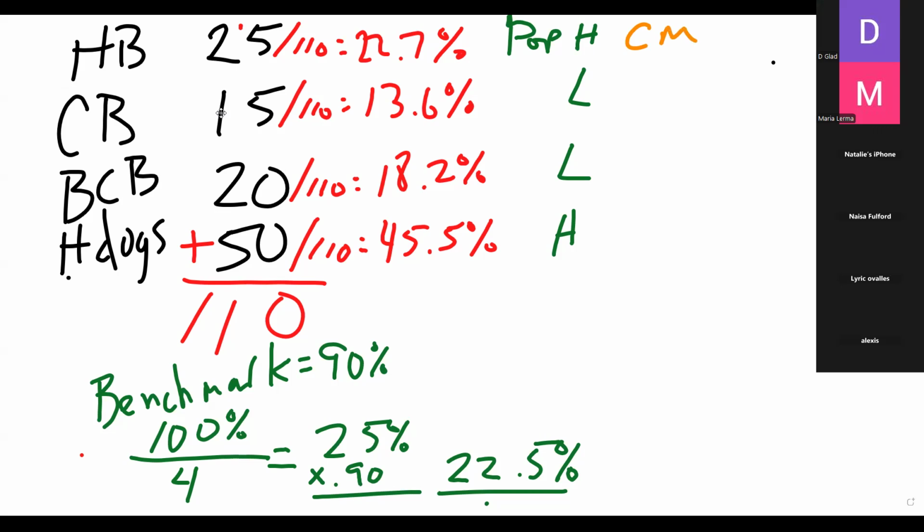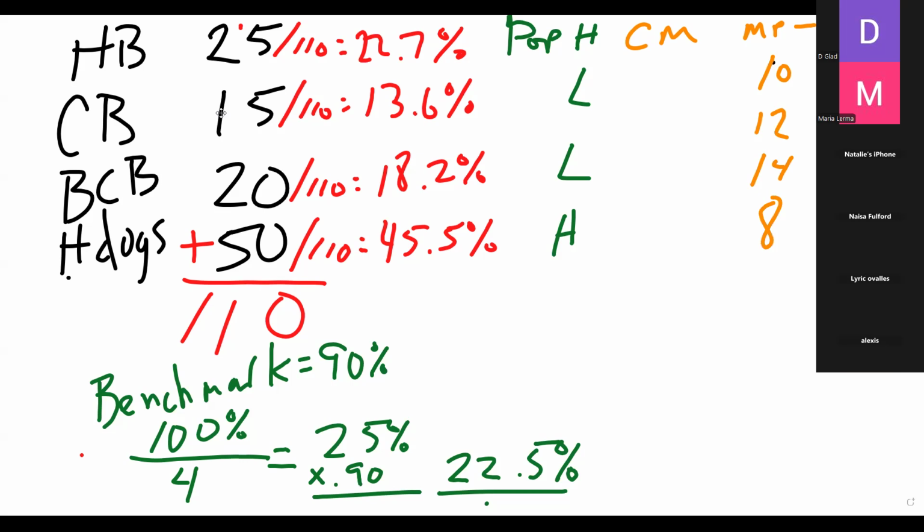Okay, so our contribution margin is the menu price minus our recipe cost. For the sake of keeping this somewhat easy and simple, let's say we sell our hamburger for $10, our cheeseburger for $12, our bacon cheeseburger for $14, and our hot dogs for $8.